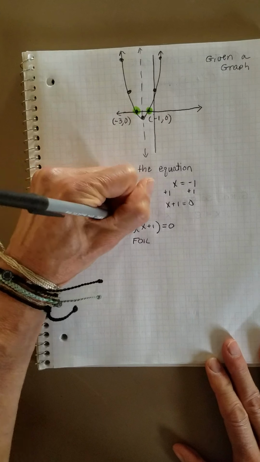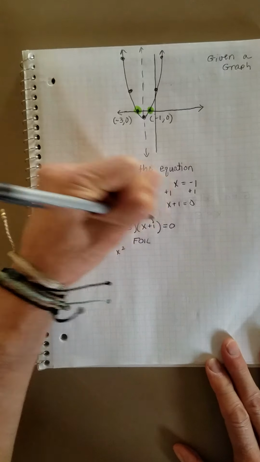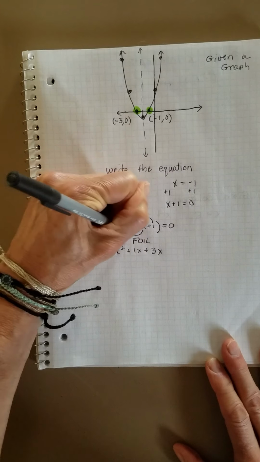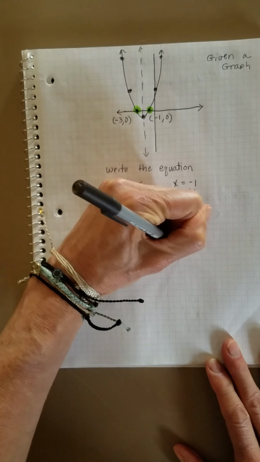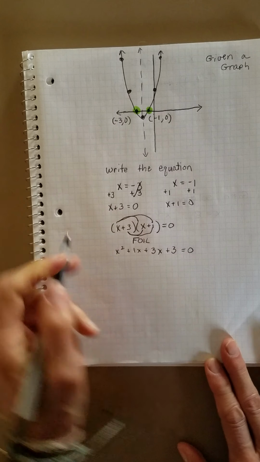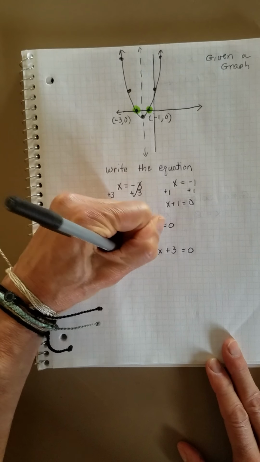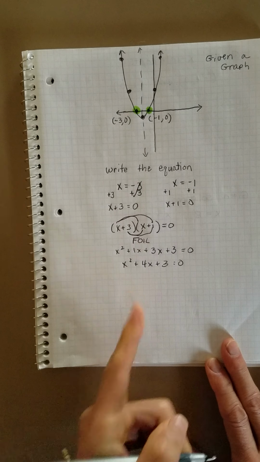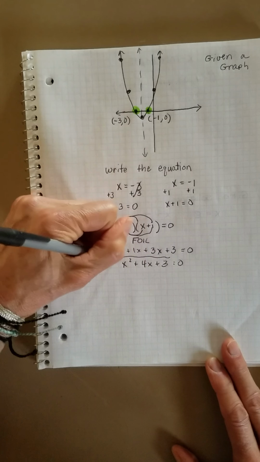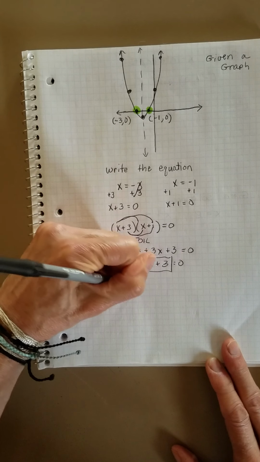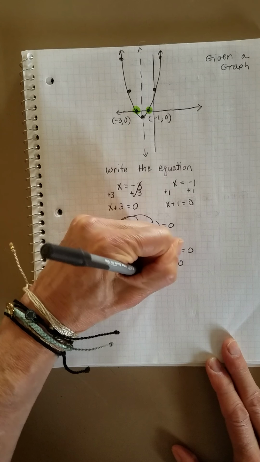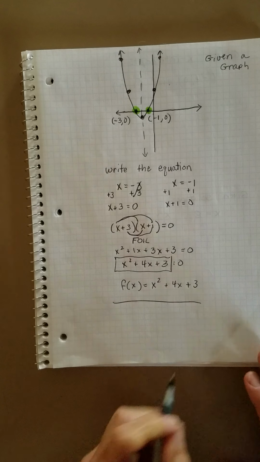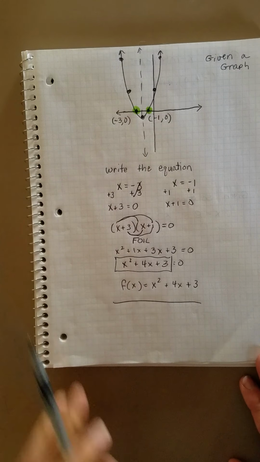So this becomes x squared plus 1x plus 3x plus 3 equals 0. Combine my like terms and I get x squared plus 4x plus 3 equals 0, which makes my function, f of x, equal to x squared plus 4x plus 3. That's my answer. This is the equation given a graph.